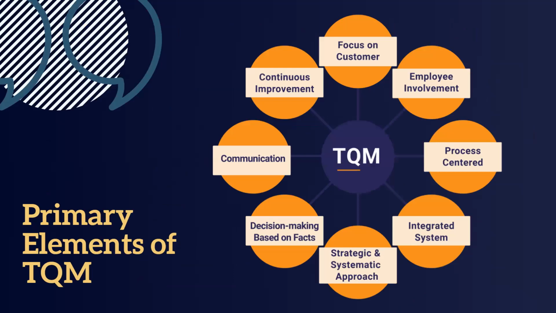The primary elements of TQM. There are 8 primary elements. Number 1 is focus on customer. Number 2, employee involvement. Number 3, process-centered. Number 4, integrated system. Number 5, strategic and systematic approach. Number 6, decision-making based on facts. Number 7, communication. And number 8, continuous improvement. We will discuss them one by one.